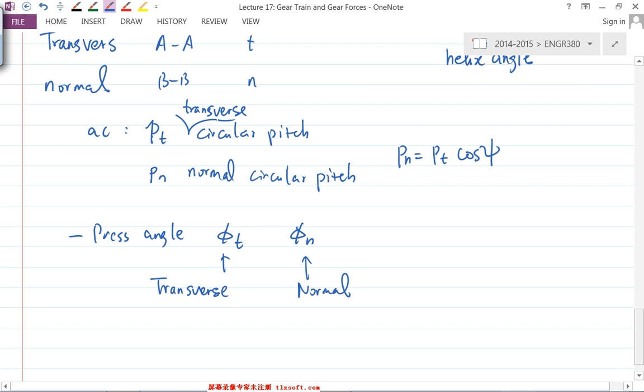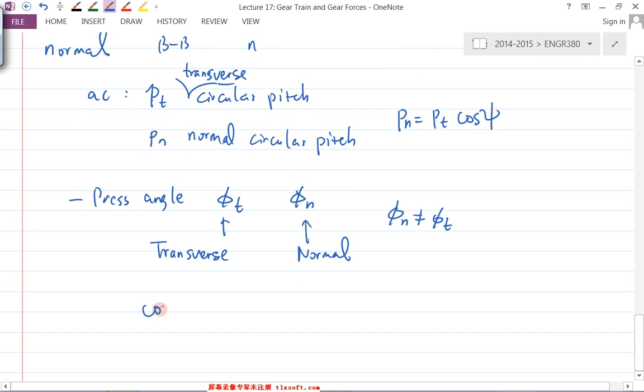Many things are connected here. But first of all, these two are not the same. So what's the connection? Here it is: cosine of the helix angle equals tan phi n over tan phi t. So that's the connection. You see the three angles, right? They're connected using this formula. If you want to prove it, you can come to me, but it's a pretty straightforward proof using geometry basically.